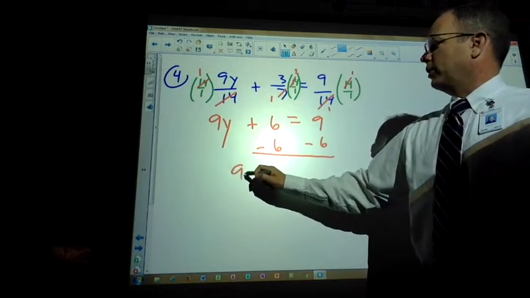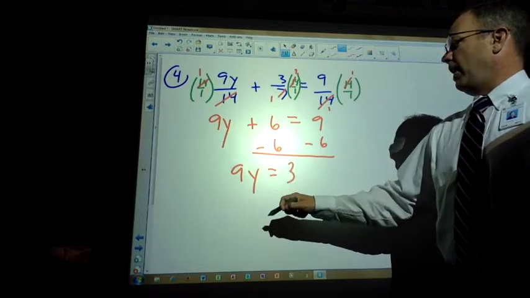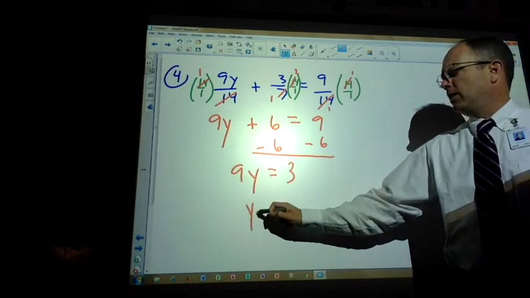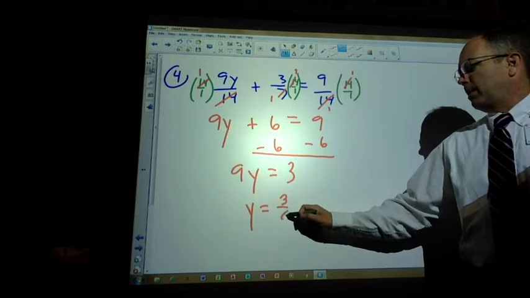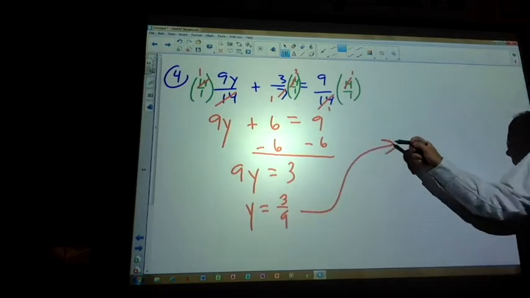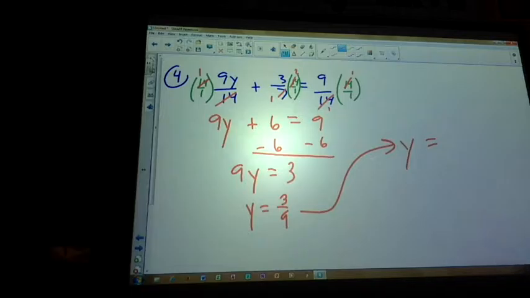We have to make sure everybody gets it. So I have that, and then I'm going to divide by 9. And a lot of people would get to here and say sweet, but you'd miss a point. What answer am I looking for? 1/3.